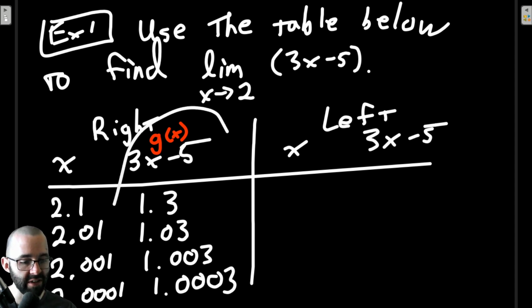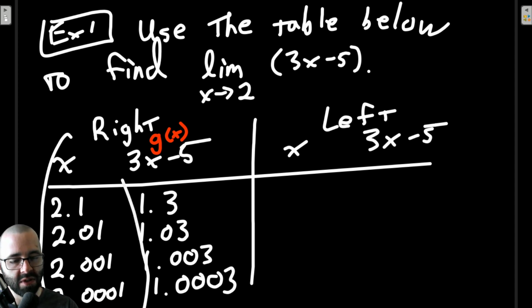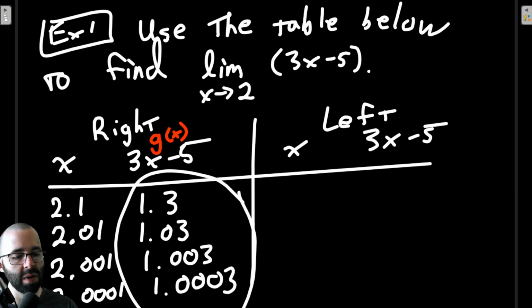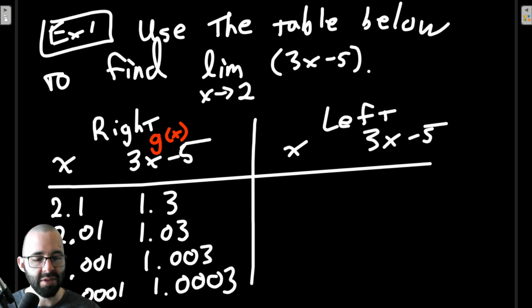Hopefully, this function value, this g of x, is also approaching something. And if you look at these numbers and how they change, you should see what it's approaching, and you should have a guess of what the answer is going to be, what this limit is going to be. As x approaches 2, g of x, this function, should be approaching a number as well. But that's not it. We're not done yet. We filled in the right part of the table. Now let's fill in the left part of the table.